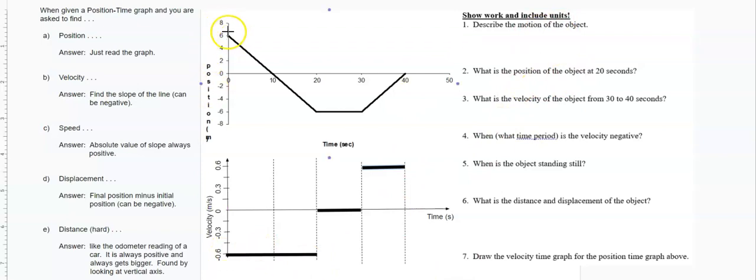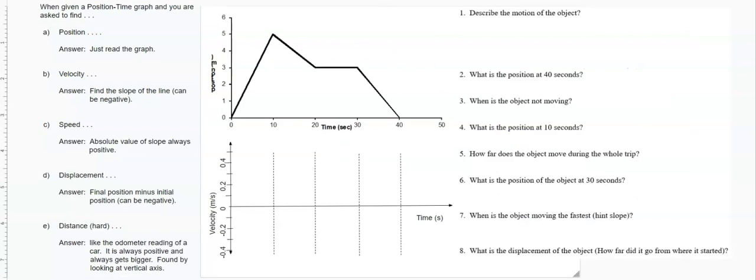It tells you where it starts at. It tells you how fast and in which direction. So -0.6 meters per second. And it tells you for how long, 20 seconds. It stops for 10 seconds. And then it moves in the positive direction at 0.6 meters per second for 10 seconds. Okay. So hopefully that kind of helps you out. I haven't done that last one, but it's a similar idea.